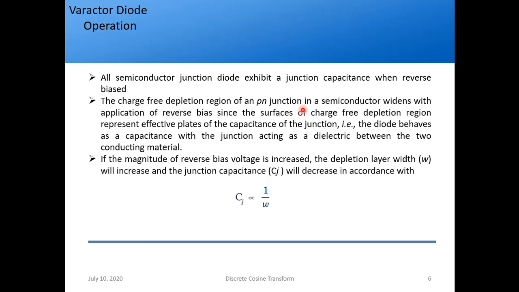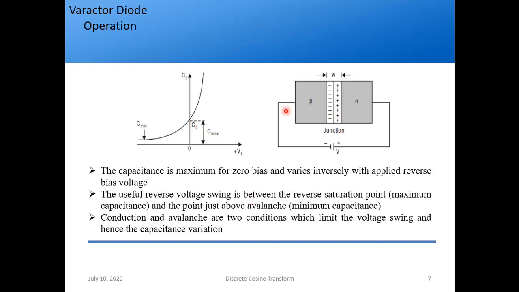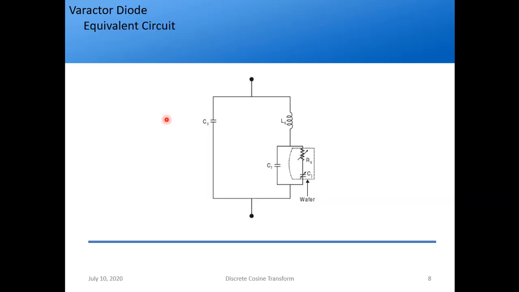That is what is mentioned here: C is inversely proportional to W, the junction capacitance. So this acts as a voltage variable capacitance. At zero bias voltage, you have maximum capacitance. But as you increase the reverse bias, the depletion layer width will increase and the capacitance will go on decreasing. This is called a varactor diode, and this is the equivalent circuit.